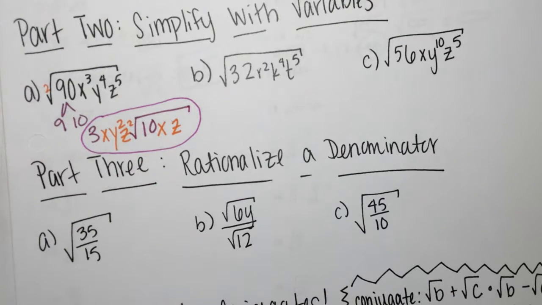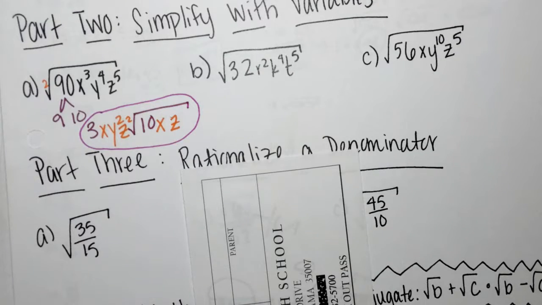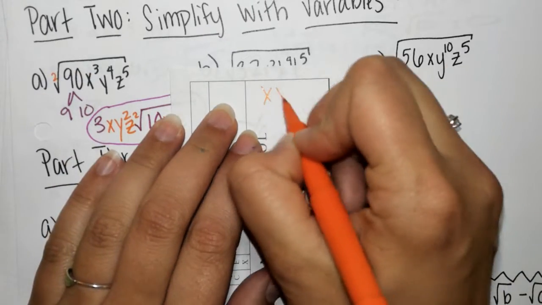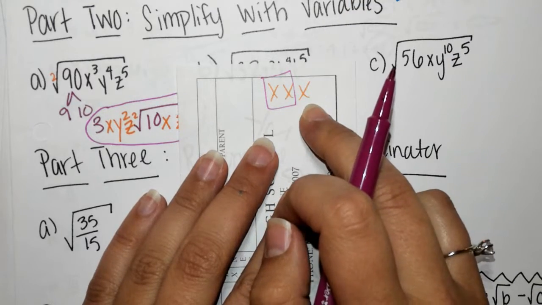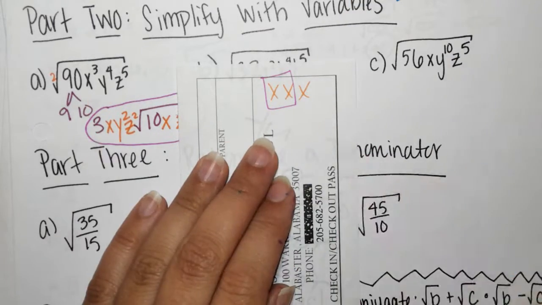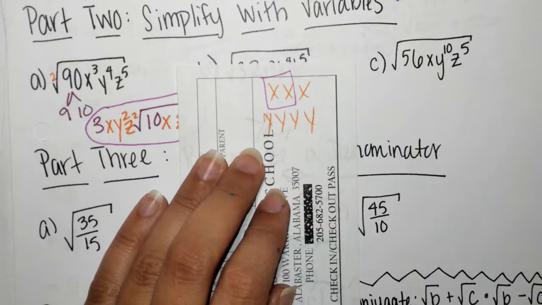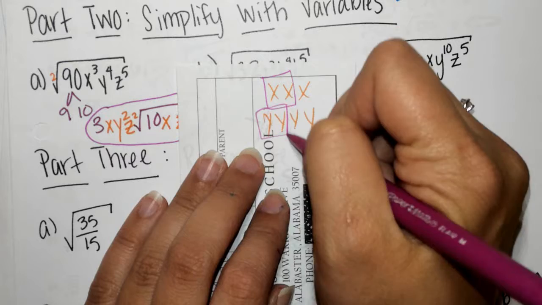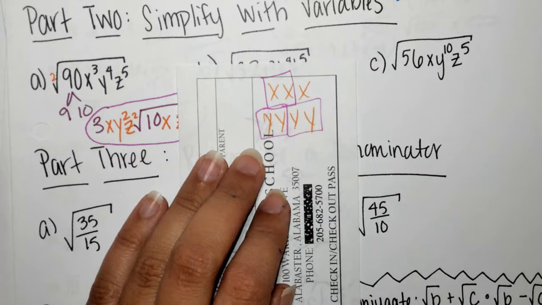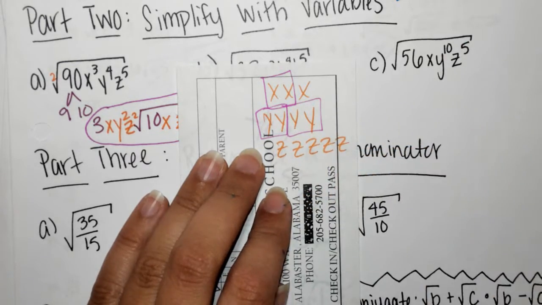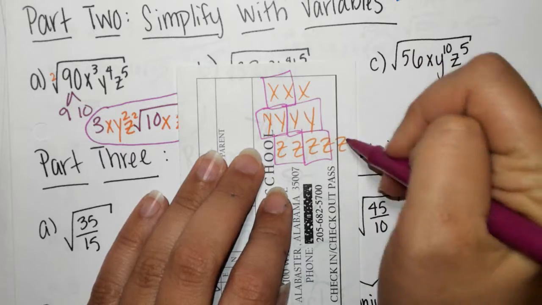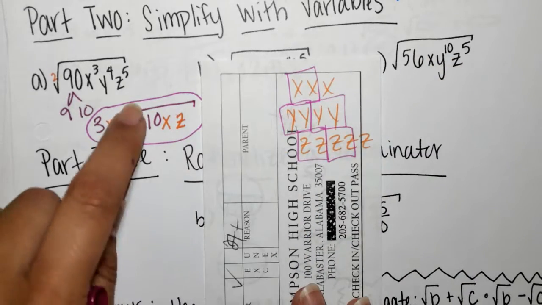I need just a new piece of paper. Alright, how many y? I have 1, 2, 3. Because it's square root, you need sets of 2. So you have 1 set of 2 with 1 left over. Alright, I have 4 y's. 1, 2, 3, 4. I have 2 sets of 2. So that's why it's y squared. And then with my z's, I have 1, 2, 3, 4, 5. So I have 2 sets of 2 with 1 left over. So it's z squared z.